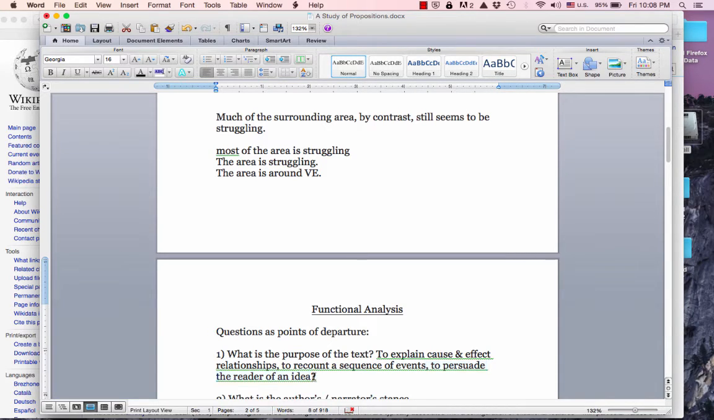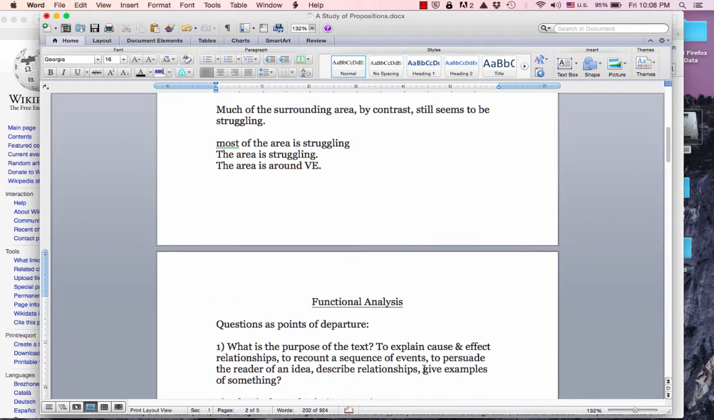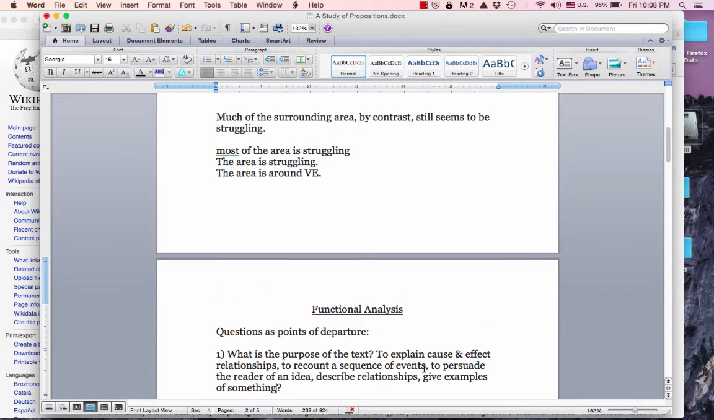or simply perhaps even to describe relationships. We find those in science textbooks as well. We also find them in history textbooks. And this is not to say that a single text is here for just one purpose. In fact, what you might find is different aspects of texts, or different passages within texts, are going to provide different purposes. Give examples of something. Okay, so purposes of the text overall.